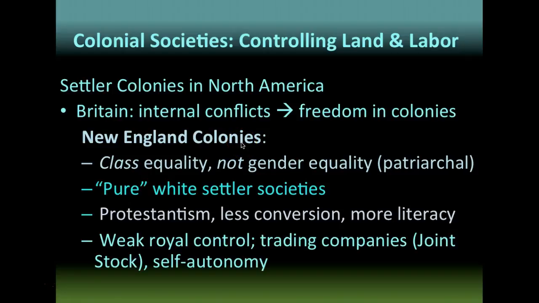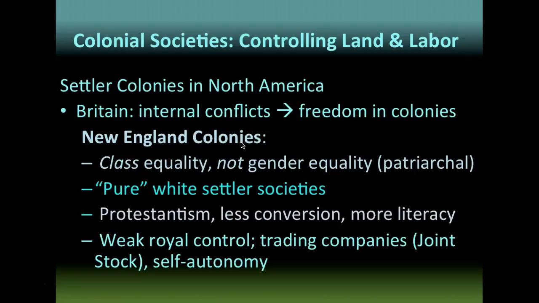There is weak royal control. What does that mean? The British monarchy, the royalty in England, don't have that much say in the Americas. They allow the North American colonies, the New England colonies, a lot of self-autonomy. They can rule themselves. They can control and create their own political systems in North America as long as taxes and tribute are being sent over to Britain.